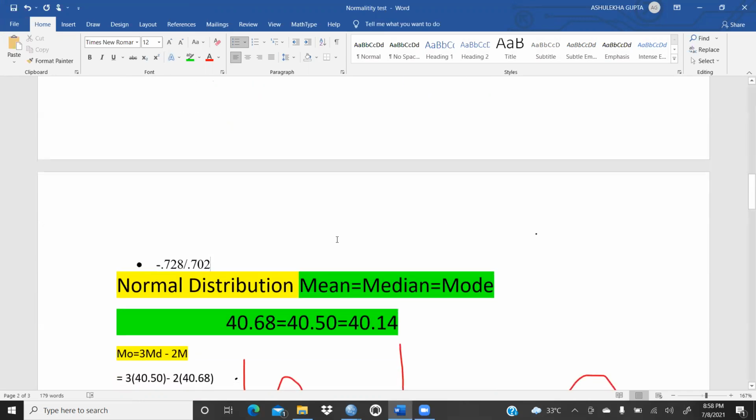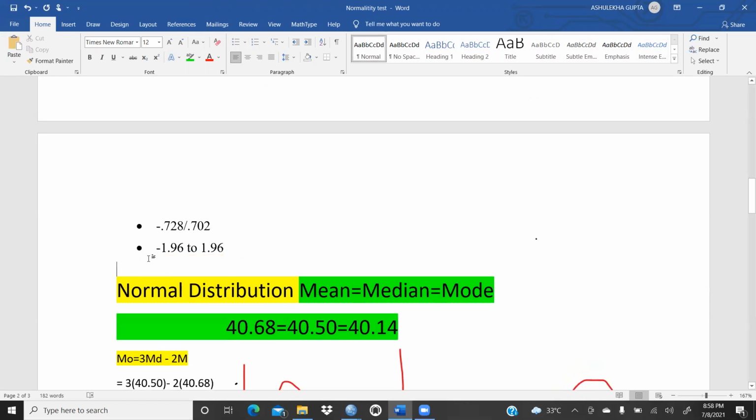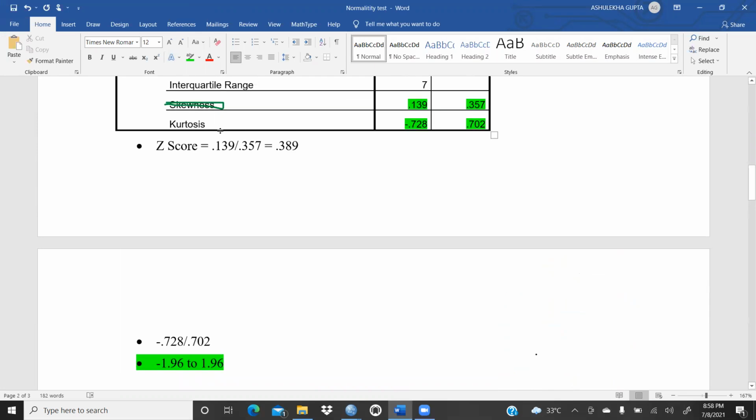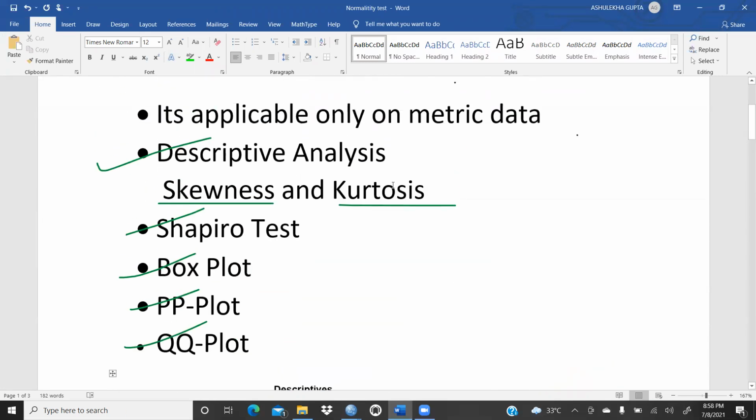So the Z score should be between minus 1.96 and plus 1.96. If the data falls between these two values, that means your data is normal. In our case, the skewness and kurtosis values fall between these two values, so our data is normal. Again, from the second point, skewness, kurtosis, descriptive analysis, we have proven our data is normal.